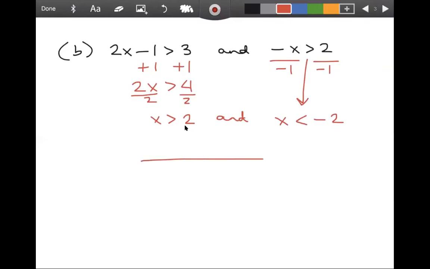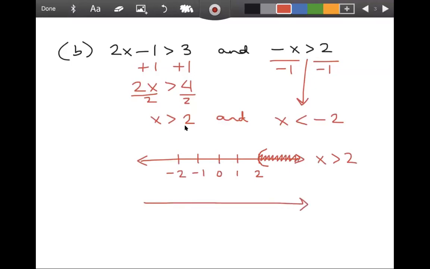So again, I'm going to draw a couple of graphs. Let's go -2, -1, 0, 1, 2. So the graph of x is greater than 2 will be a parenthesis at 2, and then everything to the right of 2. The graph of x is less than -2 will be a parenthesis at -2, and then everything to the left of -2.